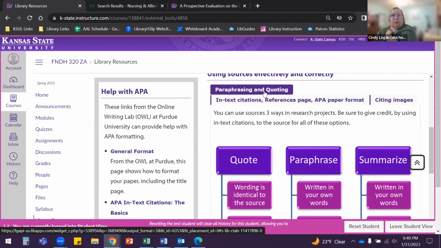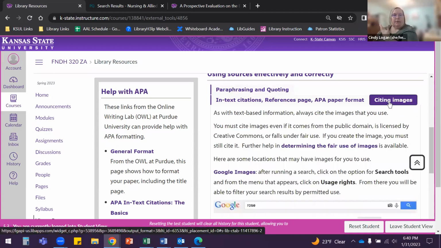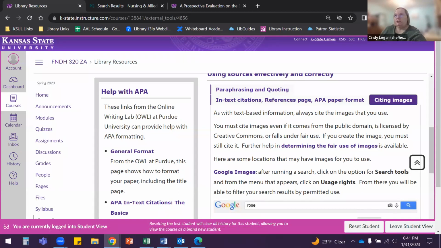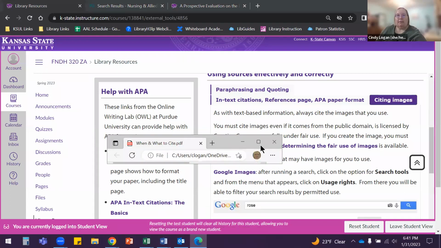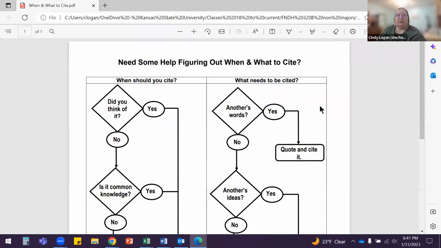The paraphrasing and quoting you will have to do in your pamphlet, where you're taking information that you read about or got out of your articles, and you're putting that into your pamphlet, and also about citing your images, because of course you probably want some images in your pamphlet to make it interesting. So when we're talking about citing, I'm going to talk about the text primarily for right now and not images for now.